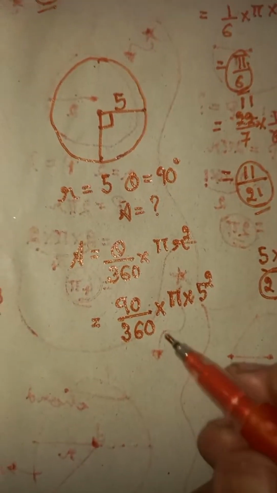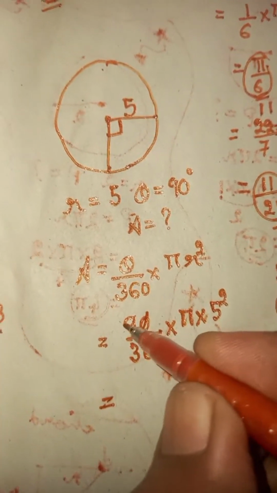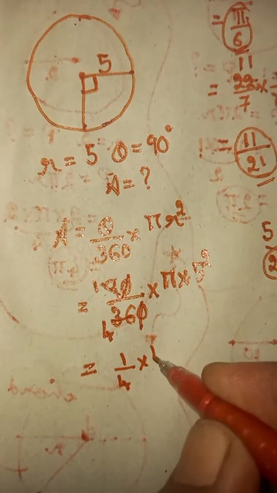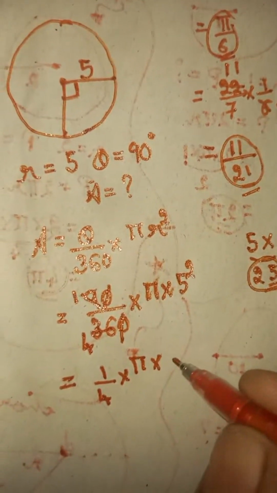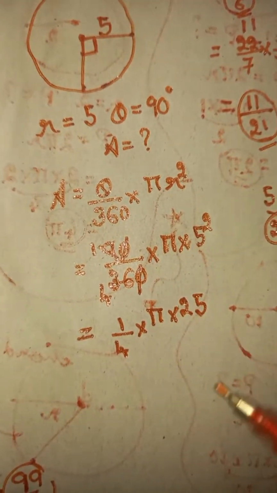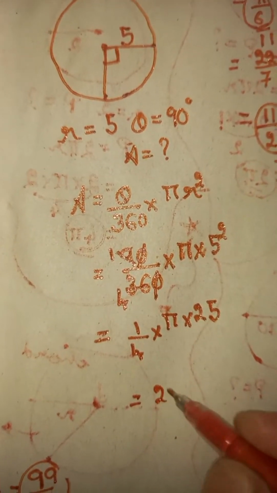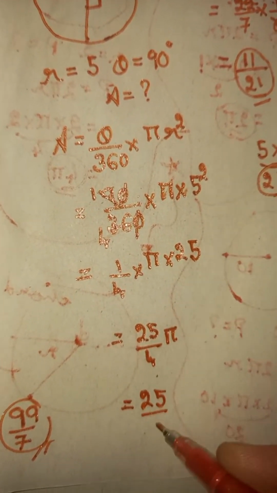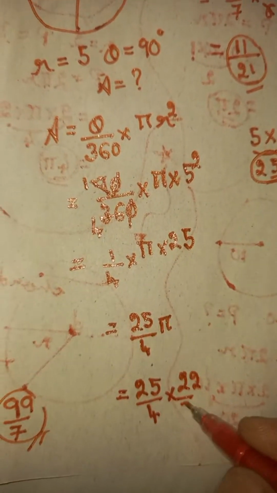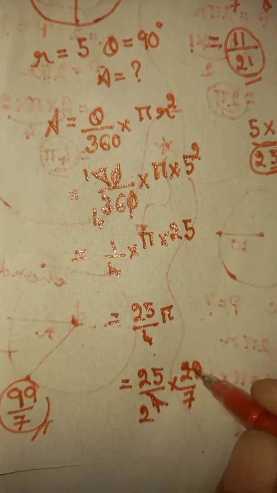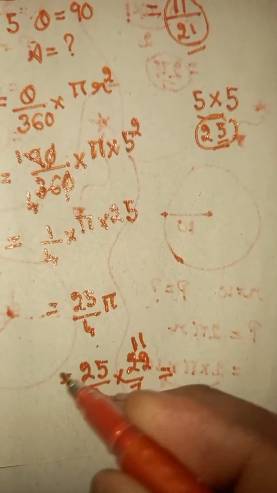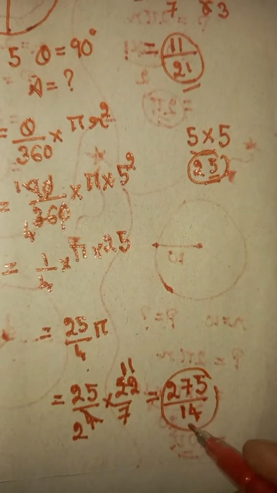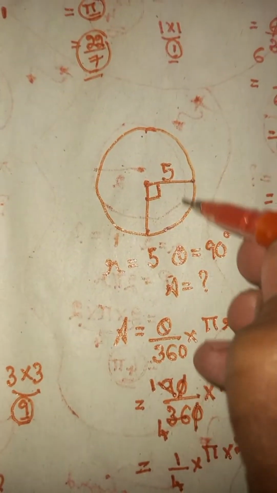So this is going to become equal to 90 by 360, cancel 0 with 0. 9 one times, 9 four times is 36. It's going to become 1 by 4 times pi times 5 square. 5 square is 25. Now you cannot divide 4 and 25, so multiply that: 25 by 4 times pi. Now you can put in the pi value: 25 by 4 times 22 by 7. You can divide by 2, 11 times, and 11 times 25 is 275, by 7 times 2 is 14. 275 by 14 square units is the area of this sector of this circle.